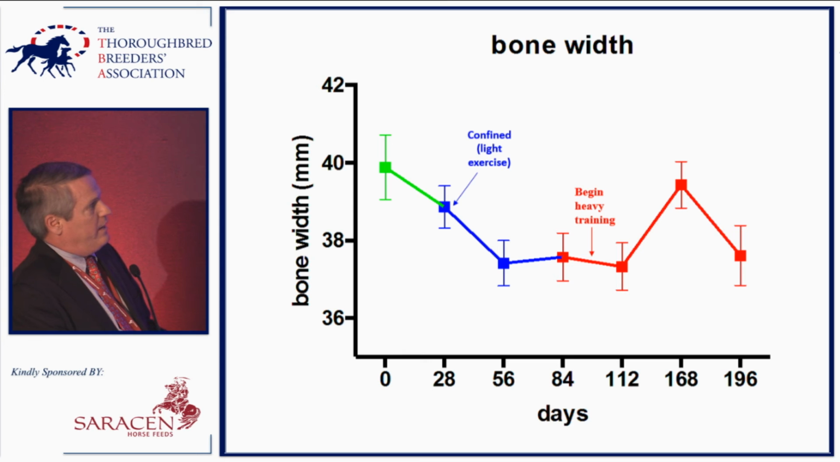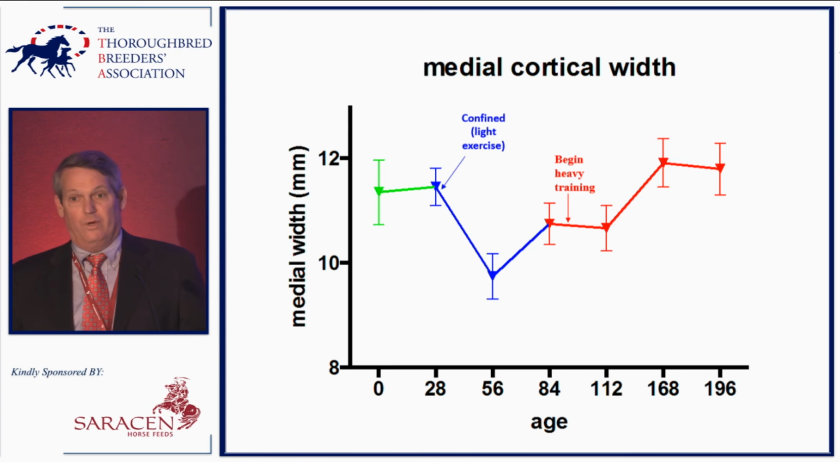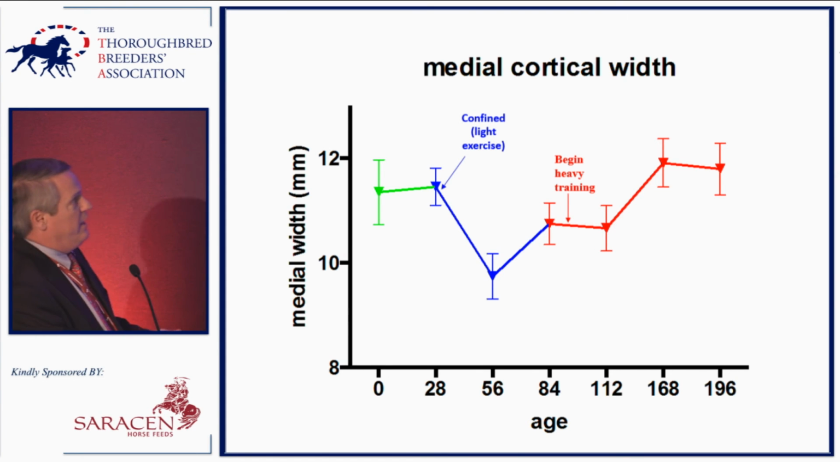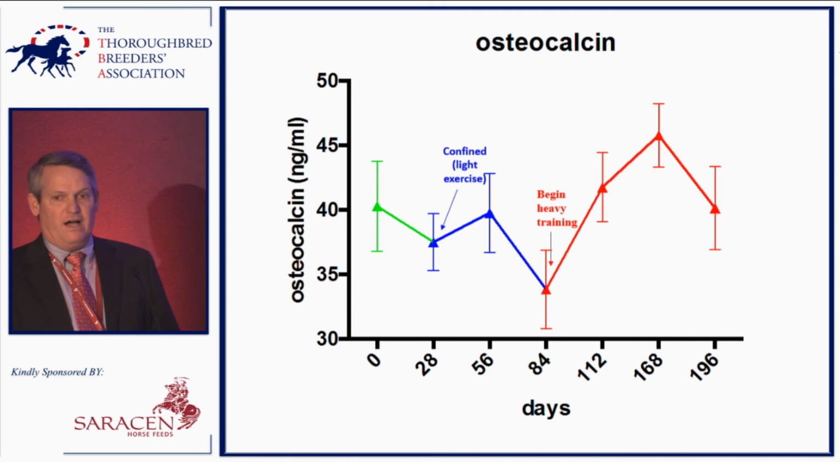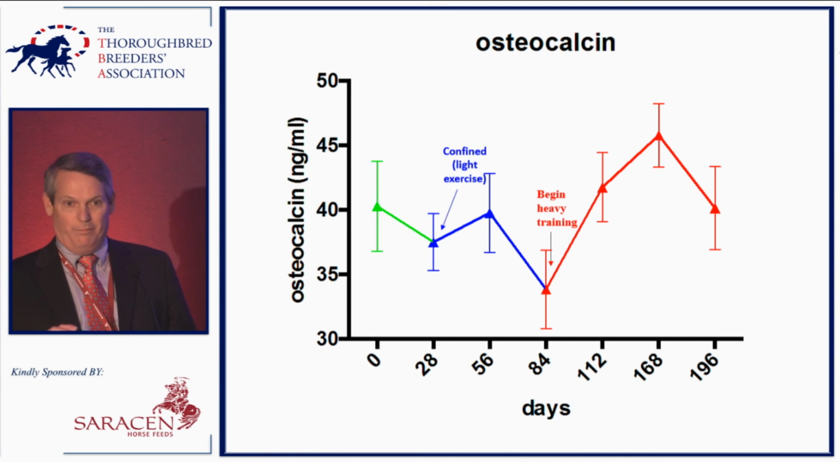I don't know what happened there, because if you look at medial cortical width, which is the inside of the bone, you can see, again, you got a drop in the width of that bone when they were confined. When they began heavy training, that bone width returned. And then finally, this is osteocalcin. That's that bone glue I was talking about. That's what's made by osteoblasts to make the minerals stick to the collagen.